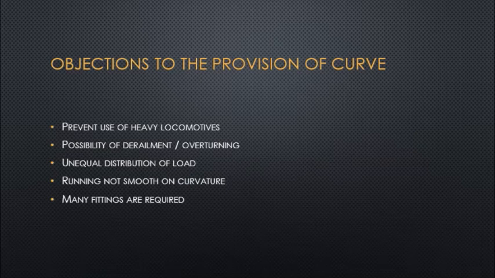Moving further, we will discuss the objections to the provision of curves. Why we should try to avoid curves in the path. Engineers try their level best to align the track in a straight path.